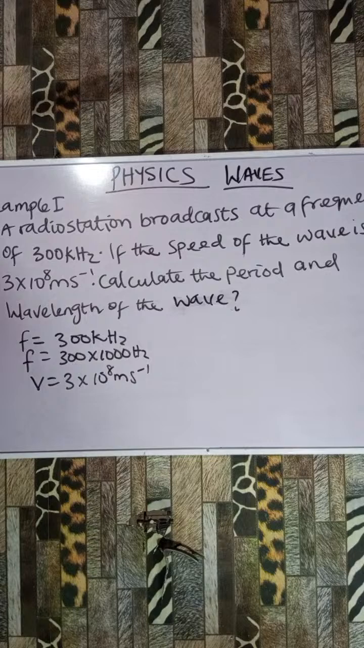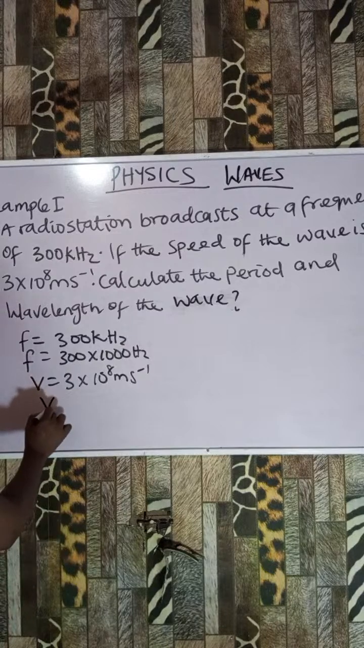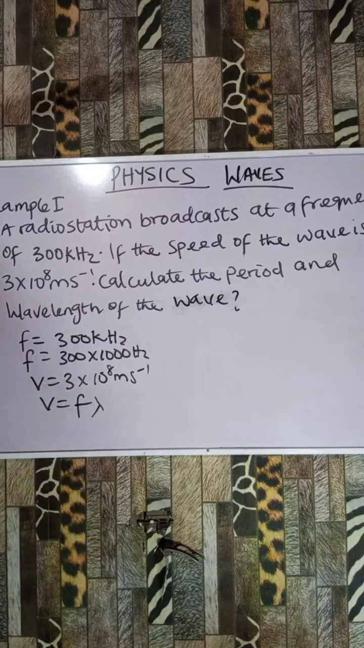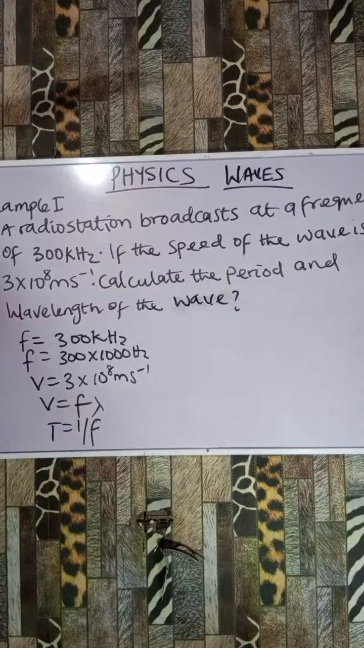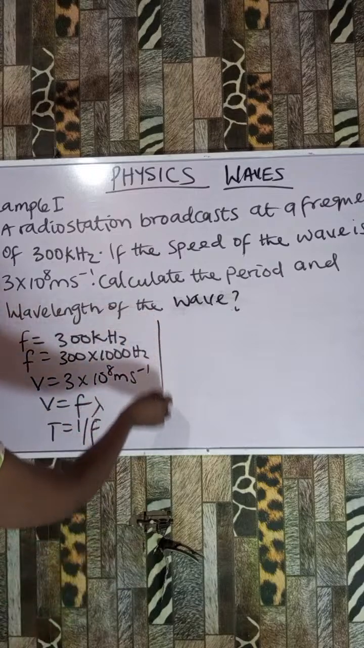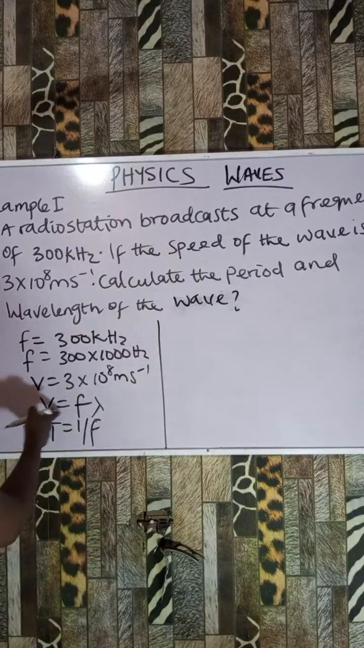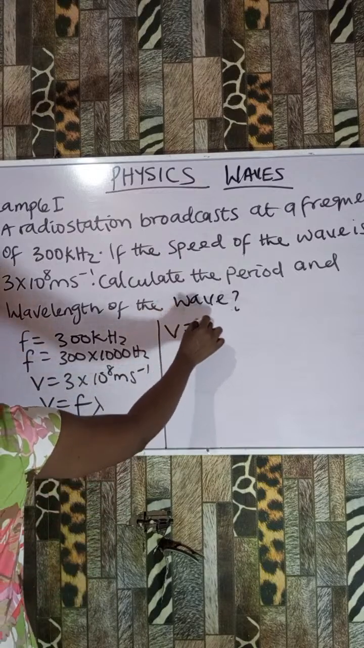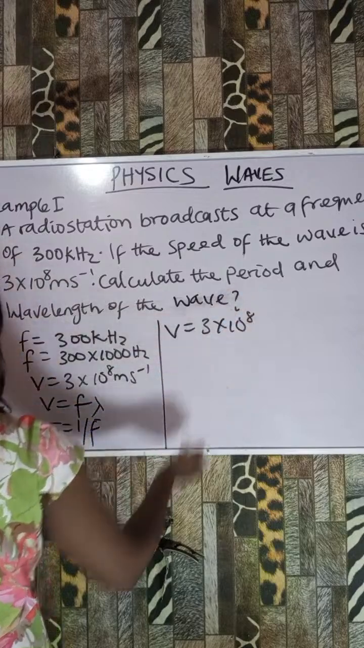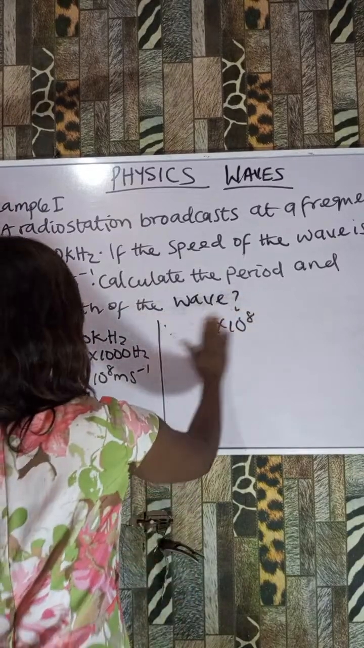Okay. Now, for us to get the wavelength, we can use this formula: V is equal to F lambda, right? And for us to get the period, we can say T is 1 over F. Now, substituting into what we have, V is equal to 3 times 10 raised to the power 8. Okay? Now I'm going to just substitute into what we have.